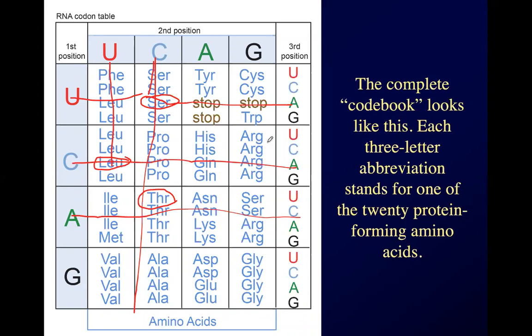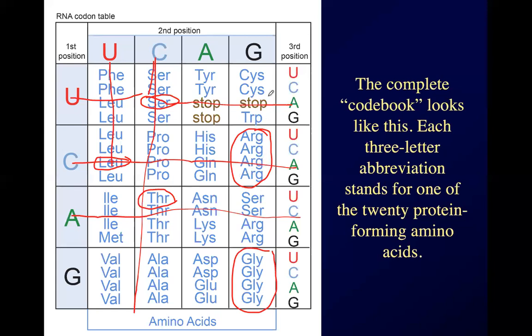And you'll notice that many of these squares have the same abbreviation in them. That's just because most amino acids have more than one codon that codes for them. So CGU, CGC, CGA, and CGG all code for the amino acid arginine. Or GGU, GGC, GGA, and GGG all code for the amino acid glycine, and so on.